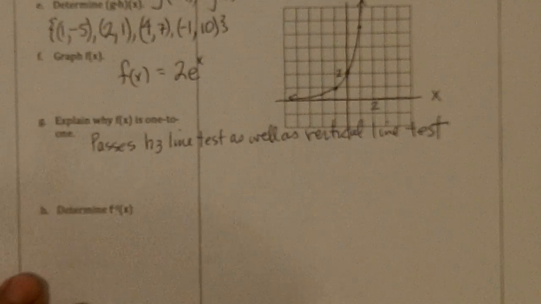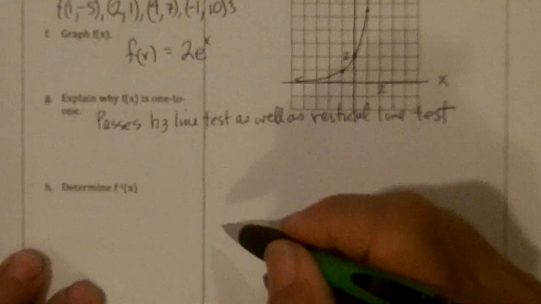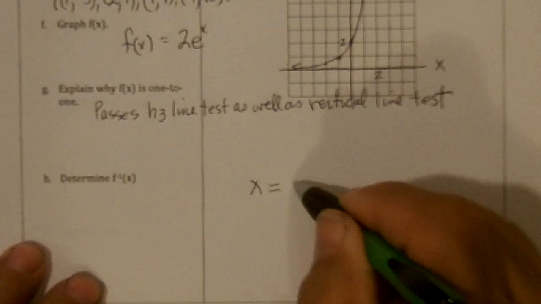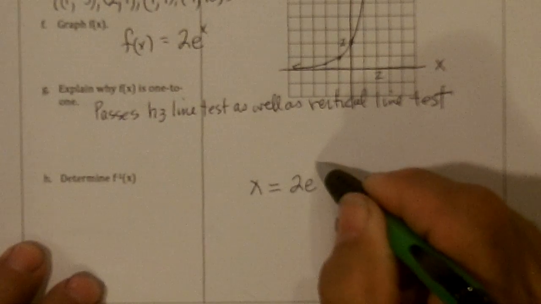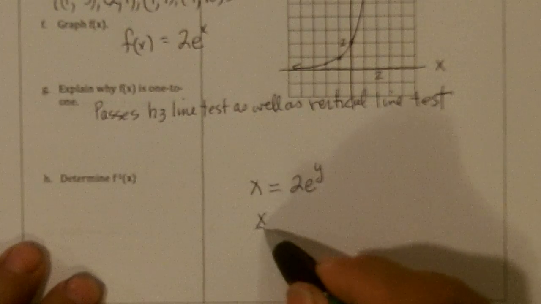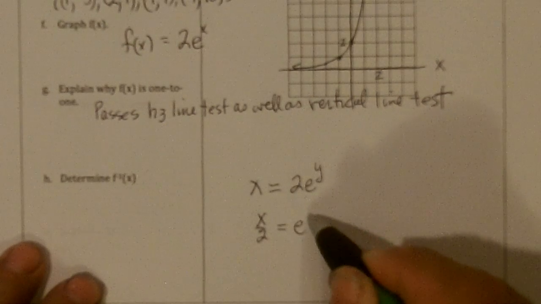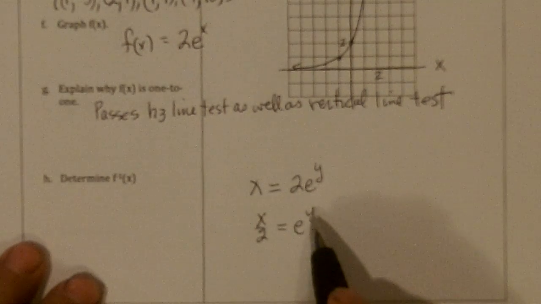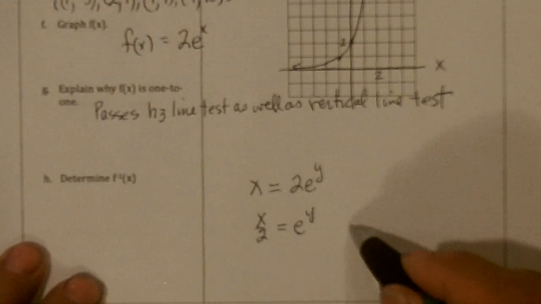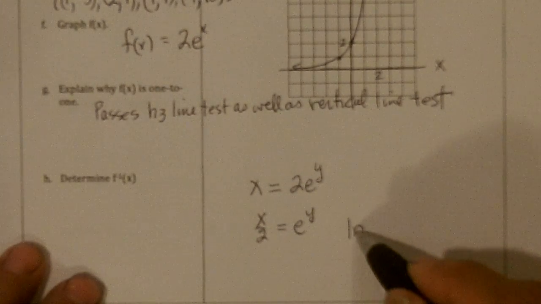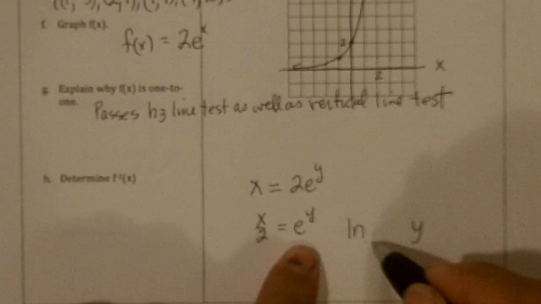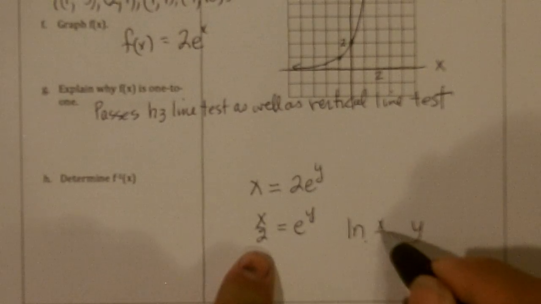And now it says find f inverse. So I'm going to switch the y and x, so it's going to be x equals 2e to the y. To solve for y, I'm going to divide by 2. And I need to get the power down, so I'm going to rewrite this as a log. And since the base is e, I'll use natural log. To what power do I take e? The power is y. To what power do I take e to get x over 2?